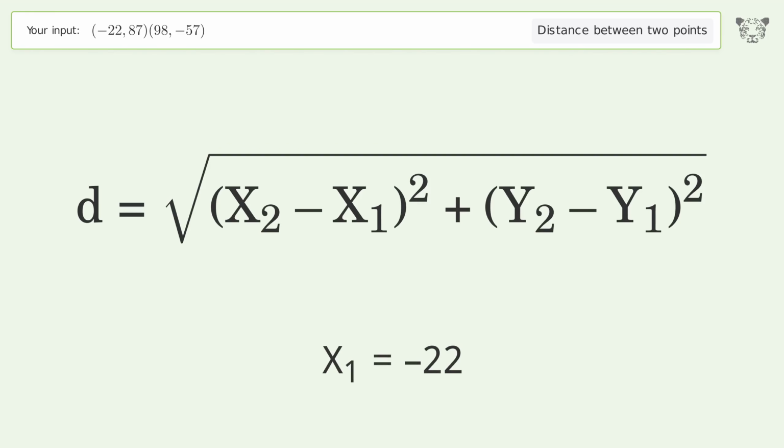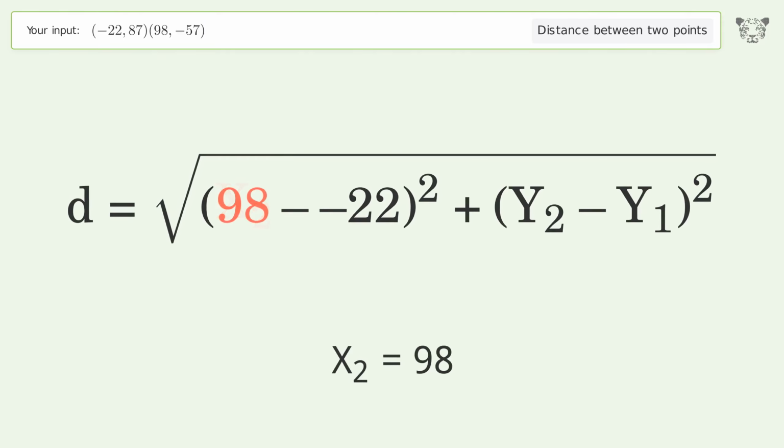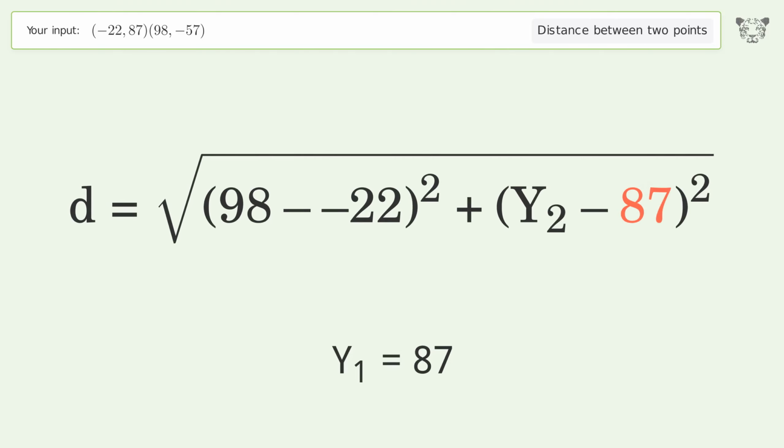x1 equals -22. x2 equals 98. y1 equals 87. y2 equals -57.